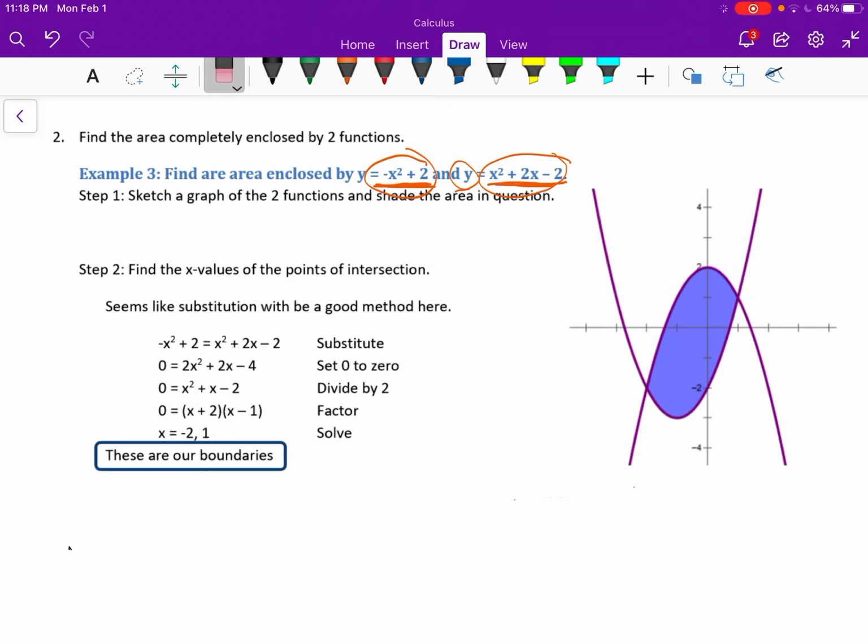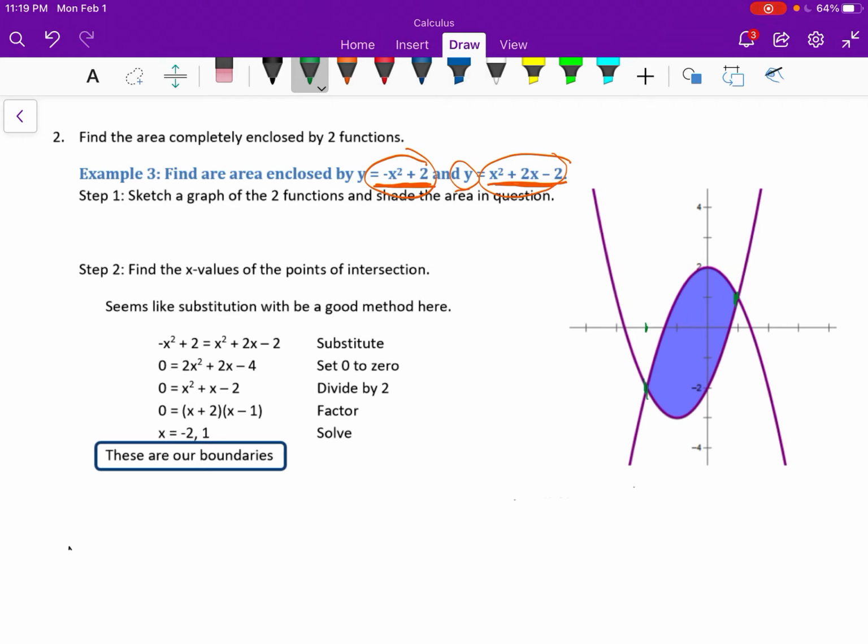I set them equal to each other. It's a quadratic, so I got everything on one side. Everything has a factor of 2, so divide both sides by 2, and then factor, which is x plus 2 times x minus 1, and then we get x equals negative 2 and 1. That is the solution for x, the x values where they intersect. So x equals negative 2 and x equals 1.